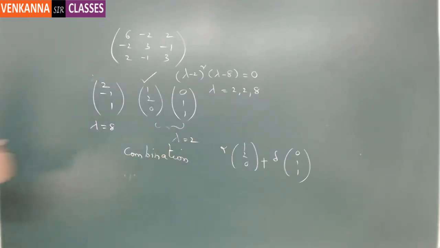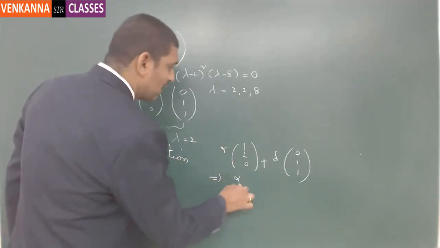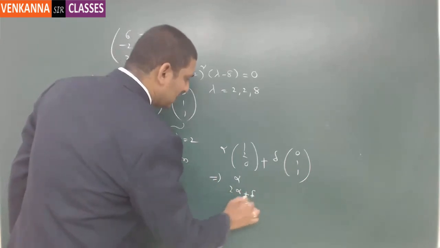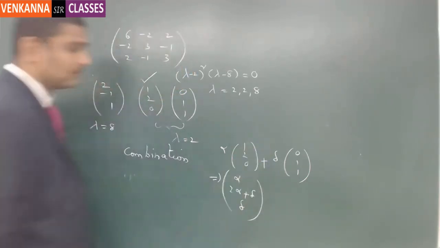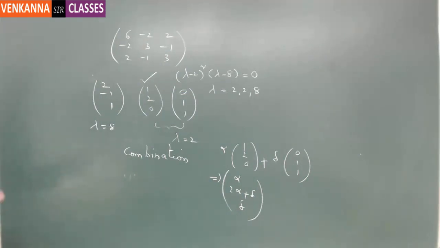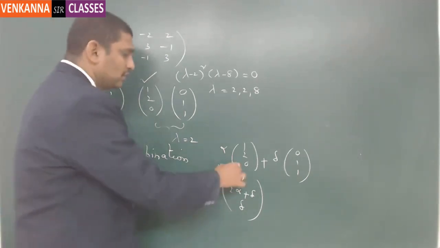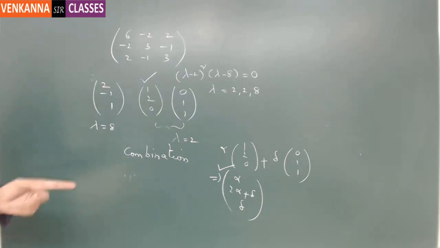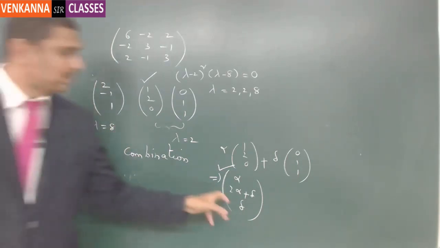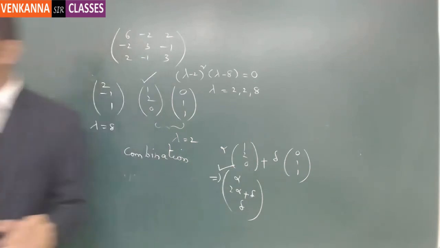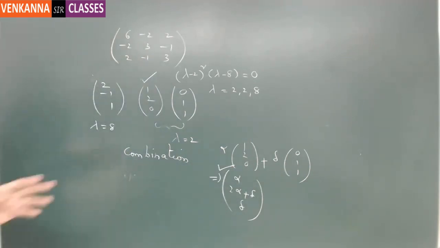So how to find these values? From this you can say that it is nothing but (alpha, 2 alpha plus delta, delta). So I am going to find a vector which is perpendicular to this, right? So please understand that this vector is going to be perpendicular to the above two vectors. So this is perpendicular to this and this is perpendicular to this, right?